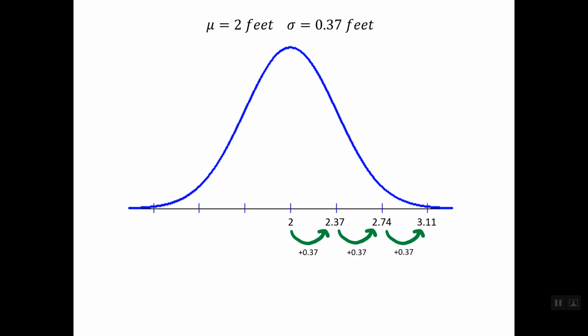Now I'm going to do the same thing to the left, except I'm going to subtract 0.37. So 1.63 is my first tick mark to the left. Two standard deviations to the left, I'll have 1.26. And finally, if I subtract it one more time, I'll arrive at 0.89 feet. So I have my horizontal axis of this model clearly labeled with the mean and the standard deviations. The next thing to do to show you the empirical rule is to talk about these percentages we were given.